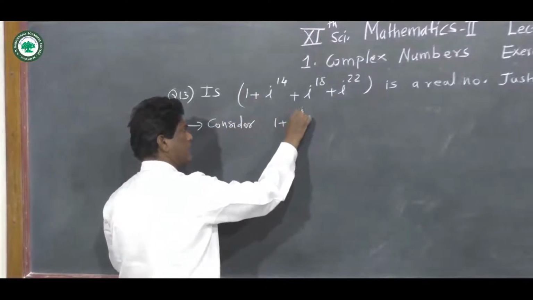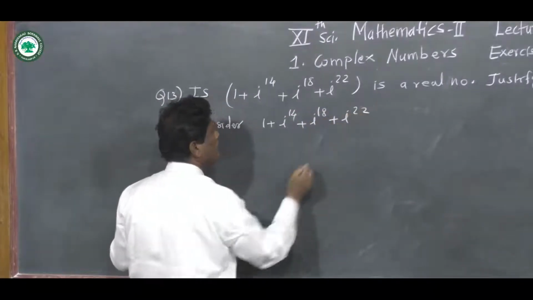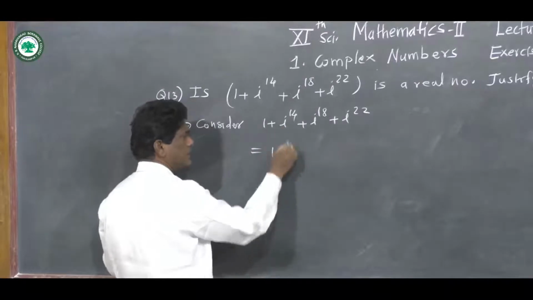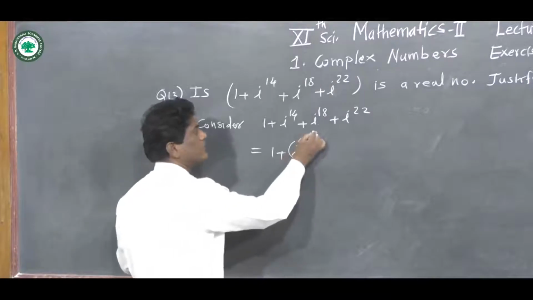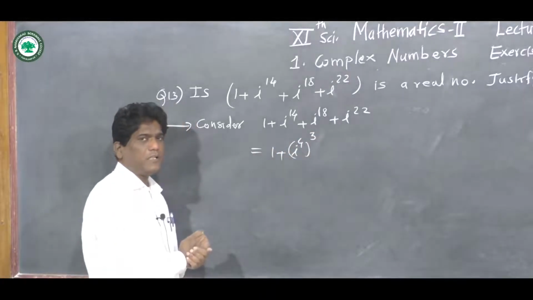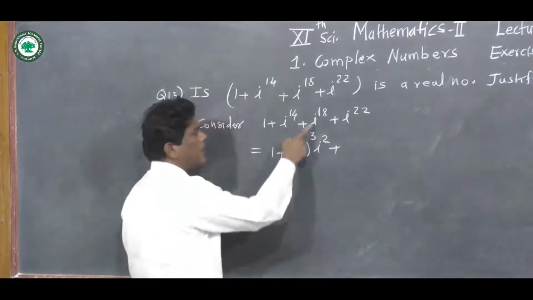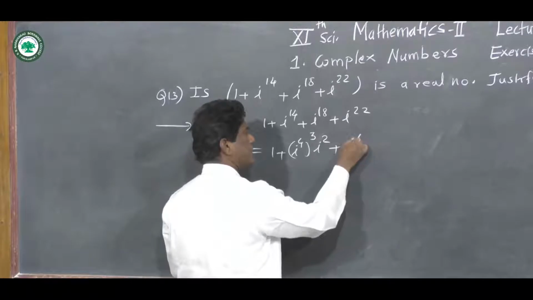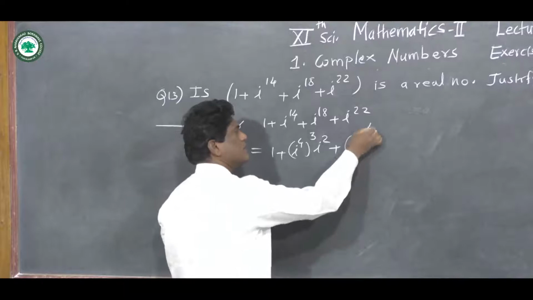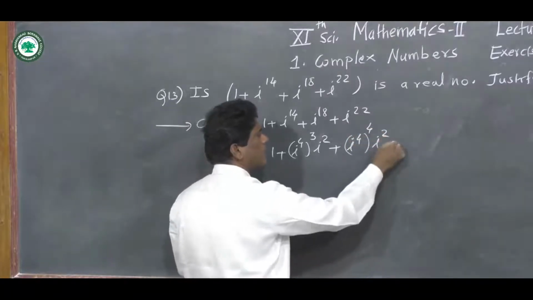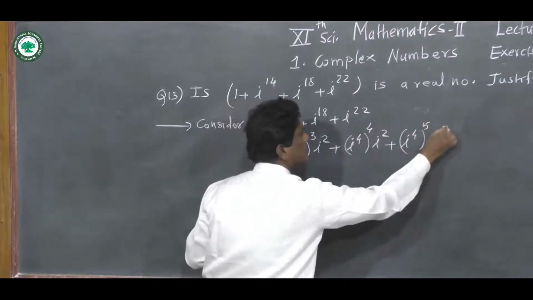Consider 1 plus I to the power 14 plus I to the power 18 plus I to the power 22. So it is equal to 1 plus I to the power 4, divide 14 by 4: 4 3s are 12, and 2 makes 14. So we write I square. Then again I to the power 18: firstly I to the power 4, and divide 18 by 4: 4 4s are 16 and I square. Again I to the power 4 to the power 5: 4 5s are 20 and I square.